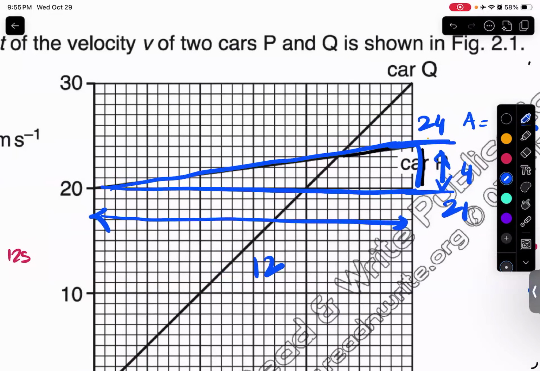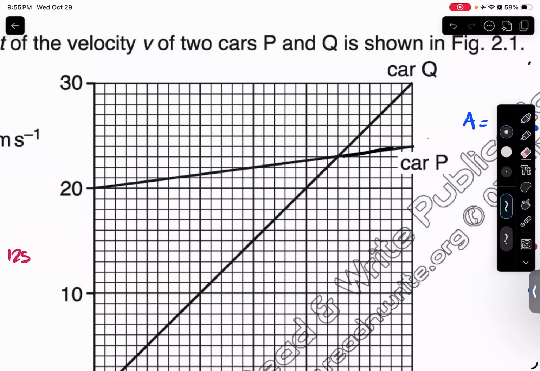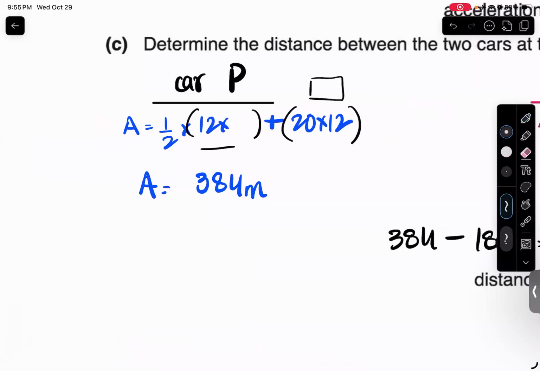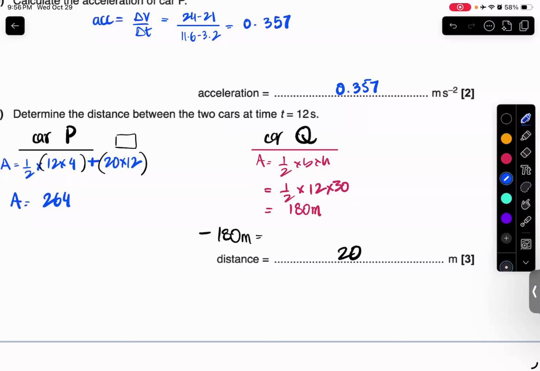Wait, let me check again. How many boxes are there? It's 1, 2, 3, 4. Yep, this is going to be 4. So the height of this is actually 4. So I'm going to replace it by 12 into 4. That's why I was wondering why I was getting such a big answer. So this is going to be 1/2 into 12 into 4 plus 20 into 12. Yep, that's 264. So the answer is actually going to be 264 minus 180, which is 84 meters. Perfect.